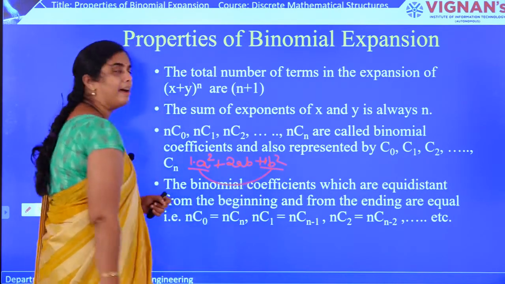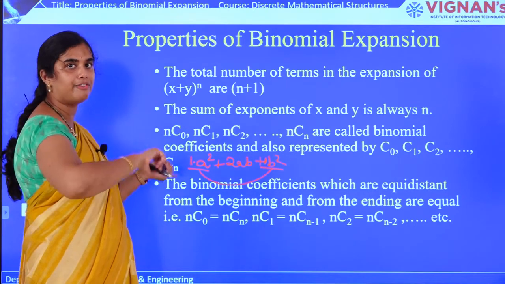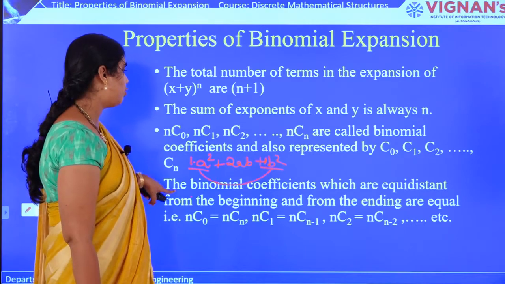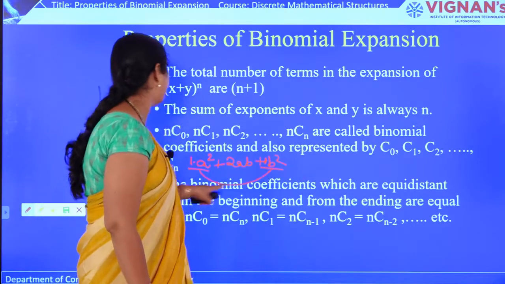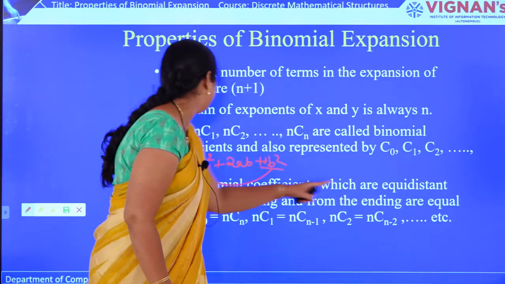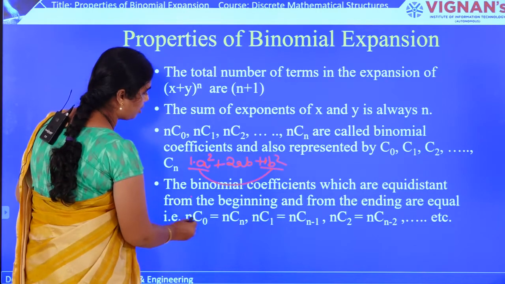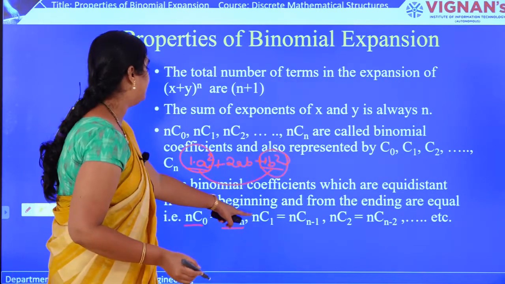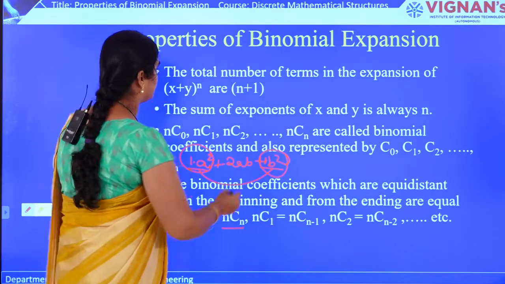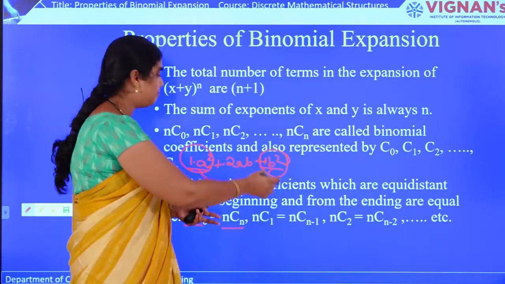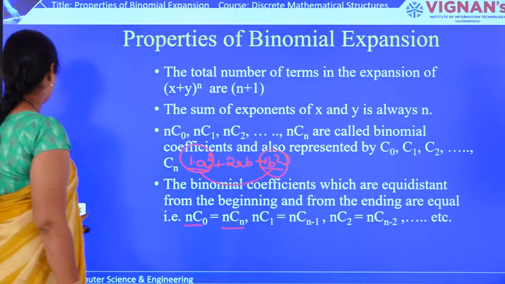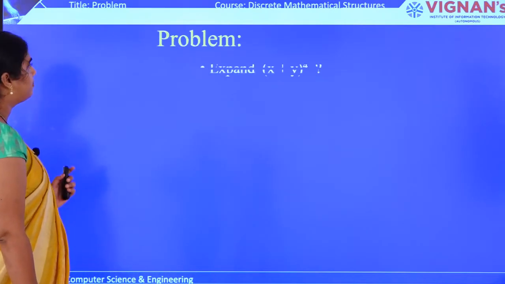So, the binomial coefficients are same for first term and last term. This property means the binomial coefficients which are equidistant from the beginning and from the ending are equal, that is nC0 will be equal to nCn, and nC1 is equal to nC(n-1). Suppose there are 4 or 5 terms, then we can use these formulas. Okay. Next, followed by a problem.